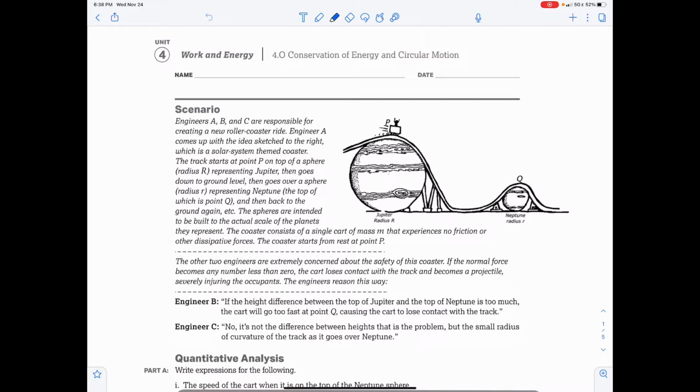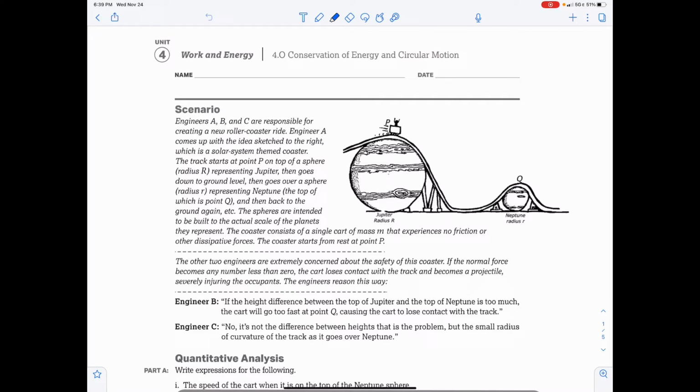The coaster consists of a single cart of mass m that experiences no friction or other dissipative forces. The coaster starts from rest at the top of point P. Two other engineers are extremely concerned about the safety of this coaster. If the normal force becomes anything other than zero, the cart loses contact with the track and the cart becomes a projectile, severely injuring the occupants. The engineers reason this way.